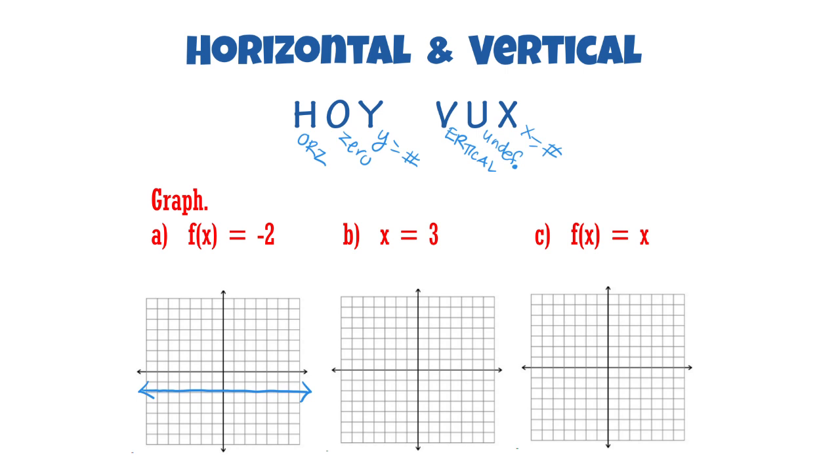Look at your next one. This one is an x equals 3. There is only an x in it. So that's going to be VUX over here. And that means you got your x equals a number. So you have a vertical line. Your vertical line is going to happen at 3 because all of your x values are going to be 3 over. So the vertical line that is 3 over is this one right here.